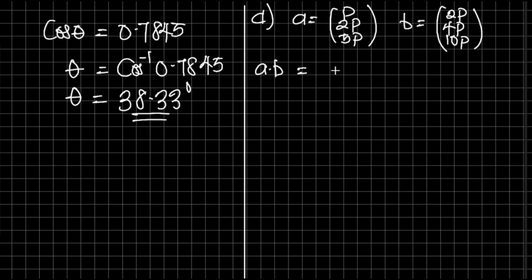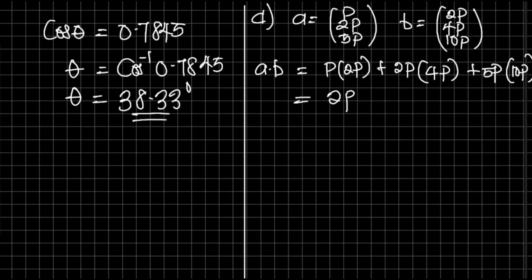A dot B will be what? P times 2P plus 2P times 4P plus 5P times 10P. Everything will be 2P squared plus 8P squared plus, what do we have there? 50P squared. All are like terms, so that is 60P squared.